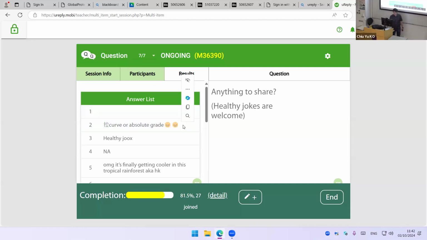So this question is asking whether this class is curve or absolute grading, right? So actually, it's to fit what we are saying. Basically, what is asked is whether we fit your marks to a fixed distribution or just a cutoff. The answer is both. Okay, both.